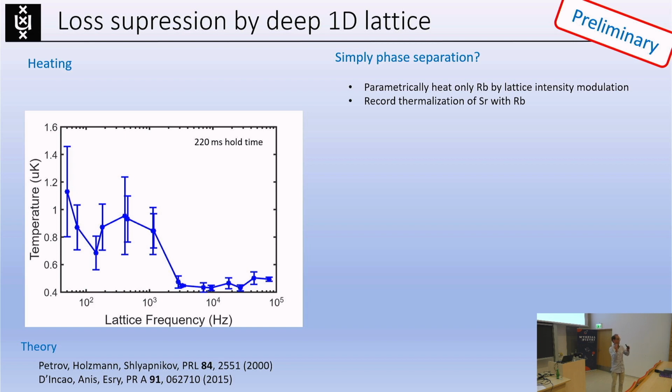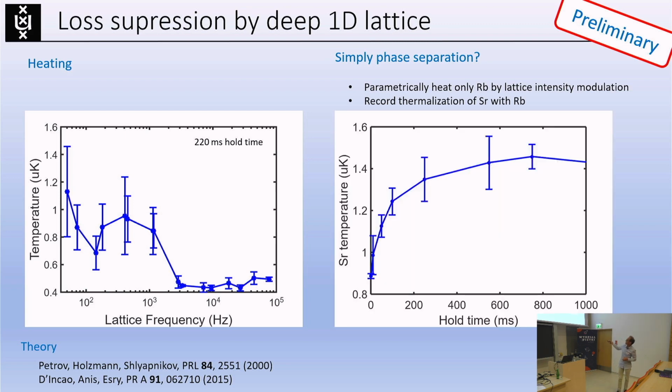So we briefly modulate the lattice at the frequency of rubidium, heat it up, and then we just wait, and we observe that strontium also heats up slowly by thermalizing with rubidium. So that tells us these two gas clouds are in contact. And indeed, we can even evaporatively cool these two gas clouds now to even lower temperatures than before. So that's all nice.